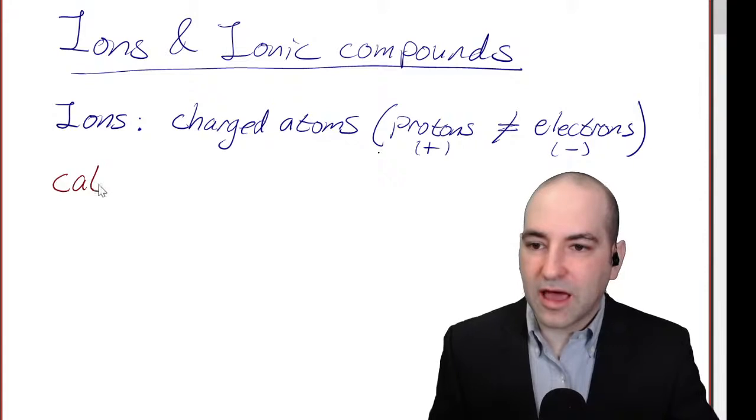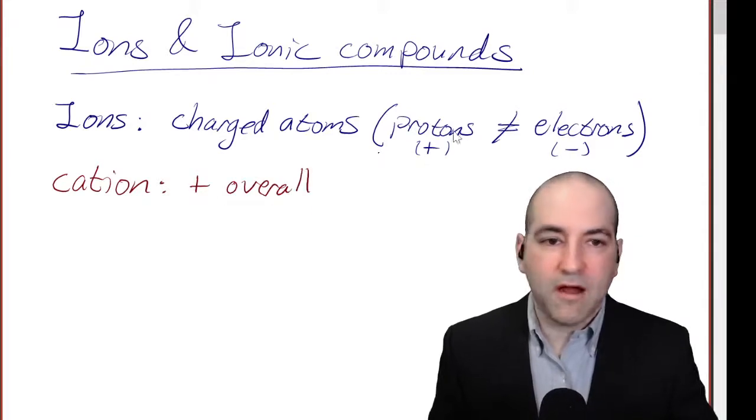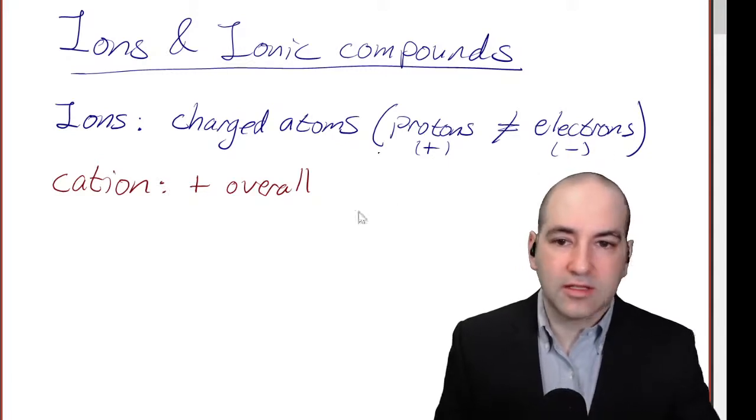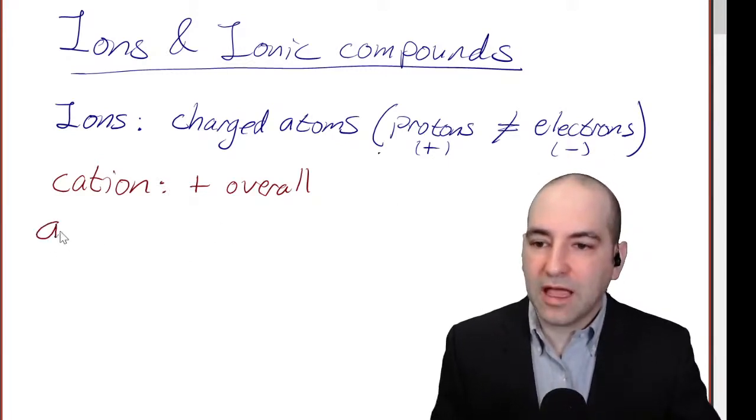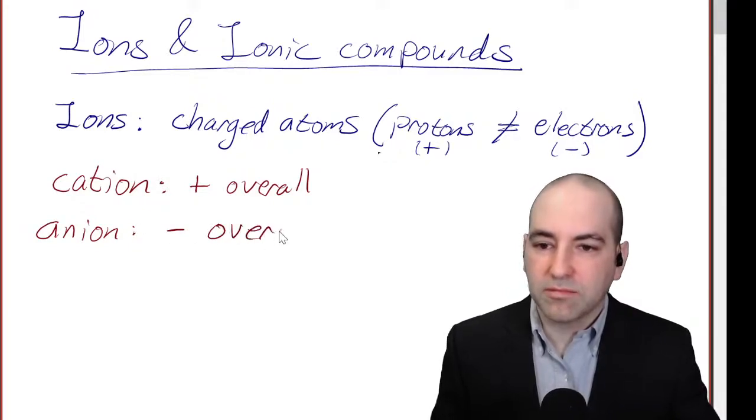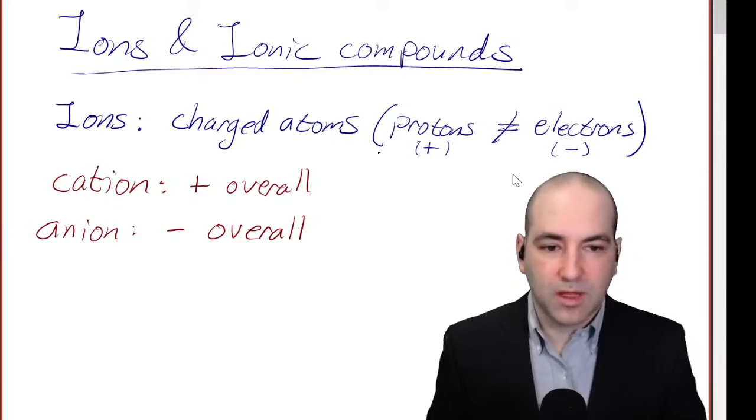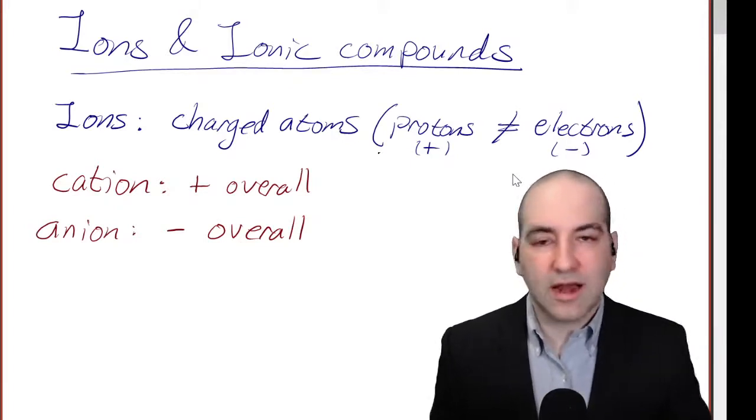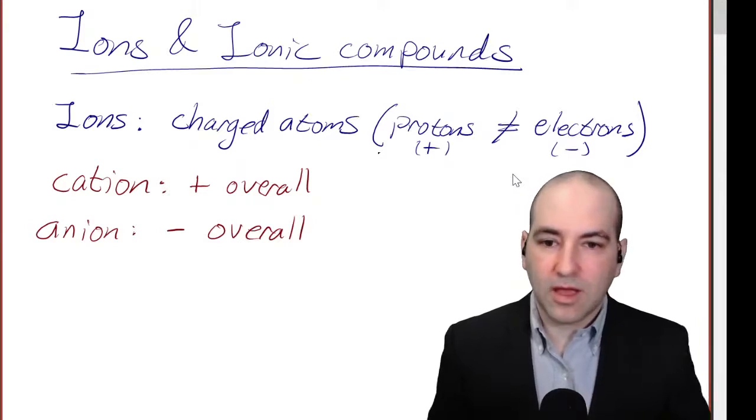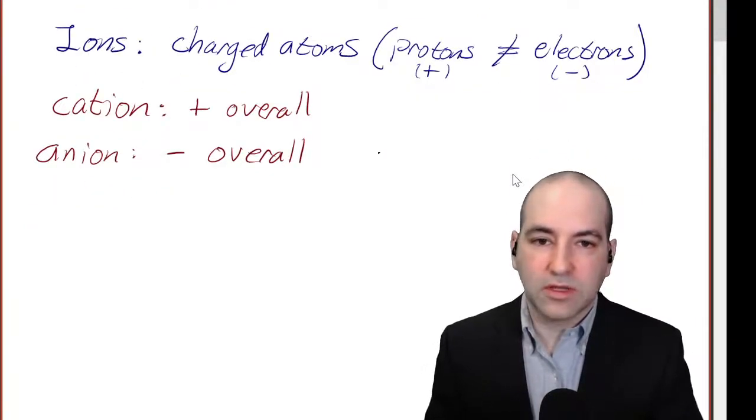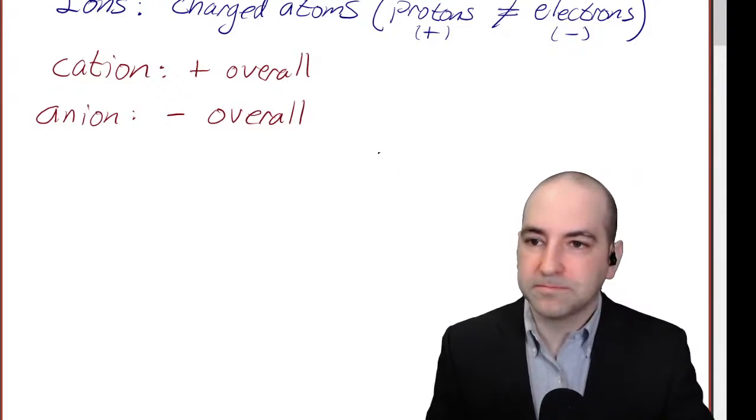You can have what's called a cation, which means that you have a positive charge overall, and therefore you have more protons than electrons. You can also have an anion, which is a negative charge overall. And in that case, you'd have more electrons than protons. All right, so those are the two types of ions, cations and anions. And so let's take a look at how we deal with those and what those mean.